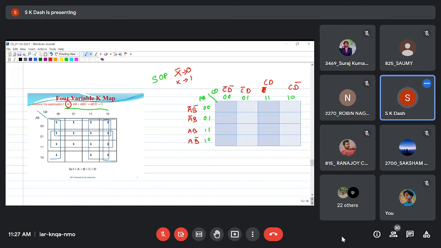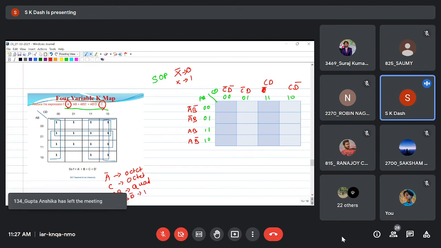Here the expression is directly given. So we can think about what kind of combination will come for this expression. It needs to be an octet, quad or pair. A bar will be what? Octet, quad or pair? It has one input: octet. C will be what? Just C, this one also needs to be an octet. AB will be what? It has 2 inputs: quad. A B D bar will be a pair.